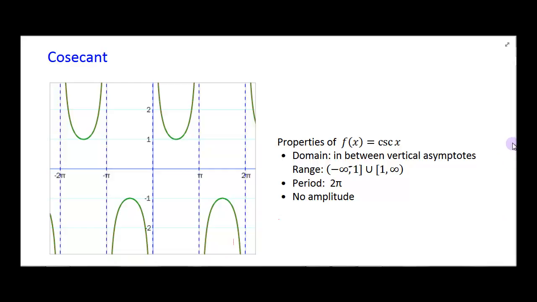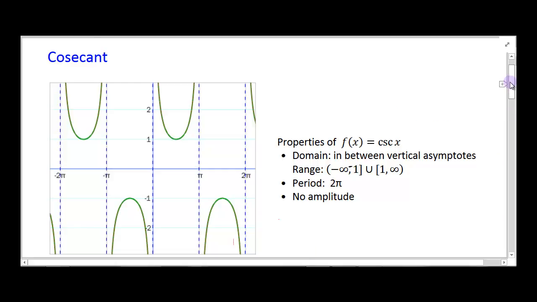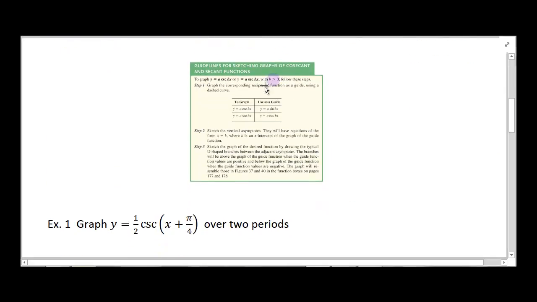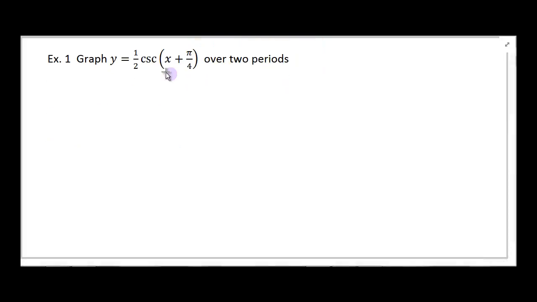So let's see how we're going to graph this function. This is just telling me that I need to remember that in order to graph cosecant, I'm going to be relating it to sine, or using sine as a guide. Our first example says I want to graph this function over 2 periods.